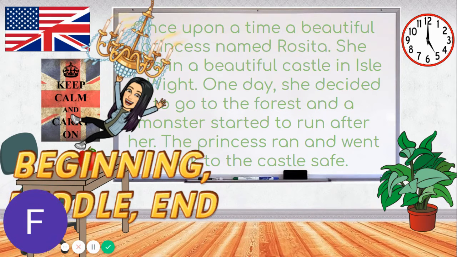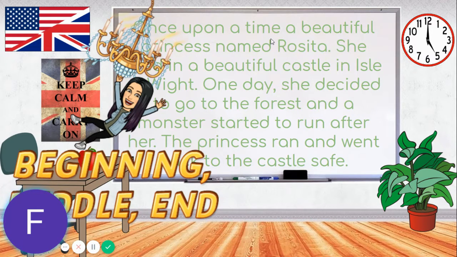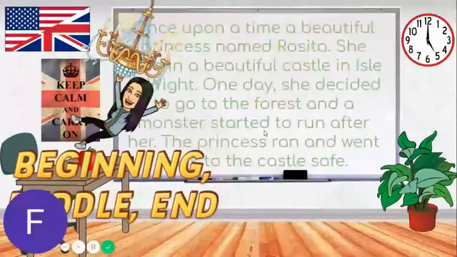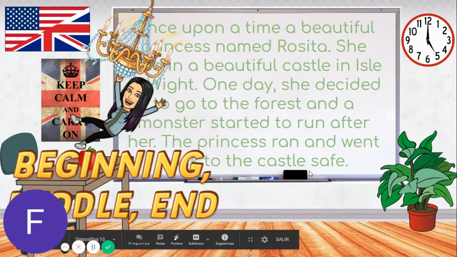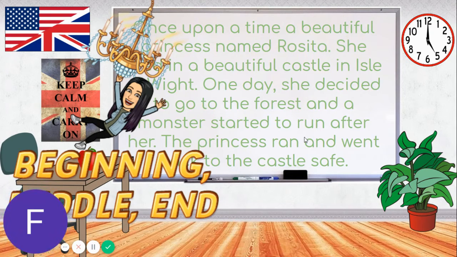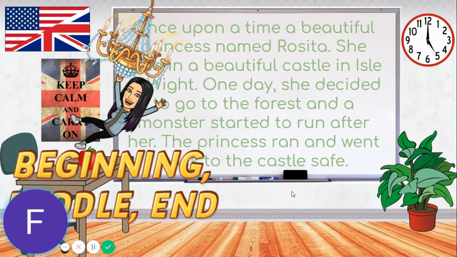And also, it has a beginning, a middle, and an end. The beginning is this one where the character is introduced. Then it has a middle when it says that she decided to go to the forest, etc. And the end of the paragraph or the text is that the princess ran and went back to the castle safe. Okay, you have to read this paragraph in order, so that makes it a fiction paragraph.